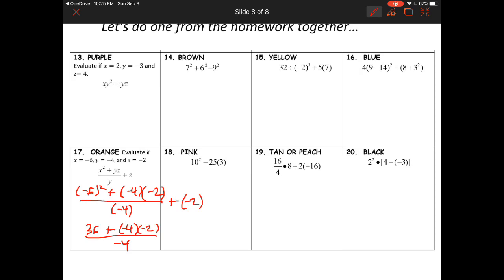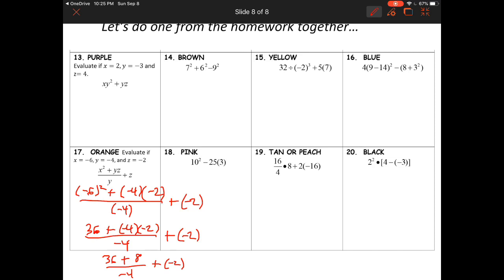Now, I can change this plus negative 2 to minus to make my life a little bit easier, or I can just leave it as plus negative. So for now, I'll leave it as plus negative 2. Now 36, let me try to fix that. That's a little bit better. Plus negative 4 times negative 2, that's positive 8, right? Same sign, positive. So 36 plus 8 all over negative 4 plus negative 2 hanging out there at the end.